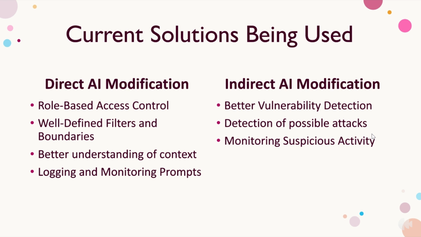For indirect AI modification, currently what's being done right now is better vulnerability detection for vulnerabilities that are in a generative AI model's code in order to provide patches and fixes to these models before attackers can exploit them. And there's also monitoring methods being put in place to monitor suspicious activity.